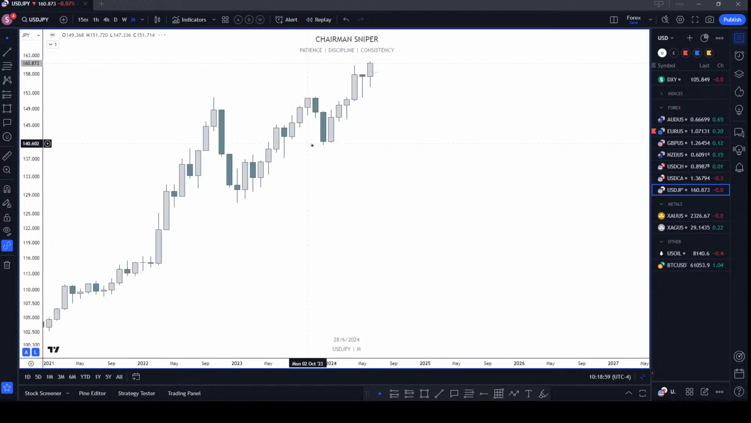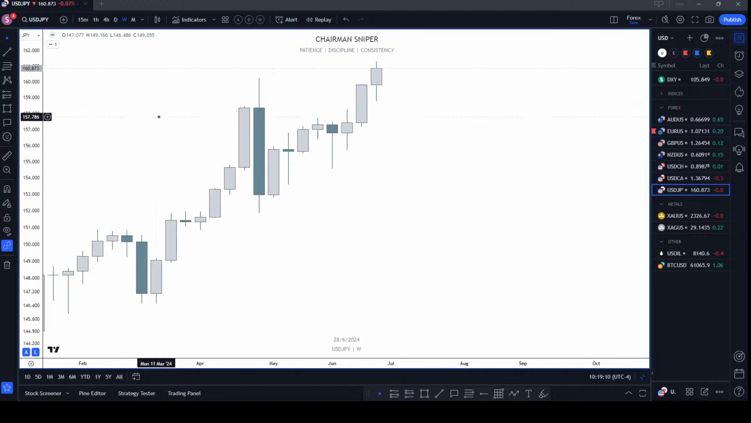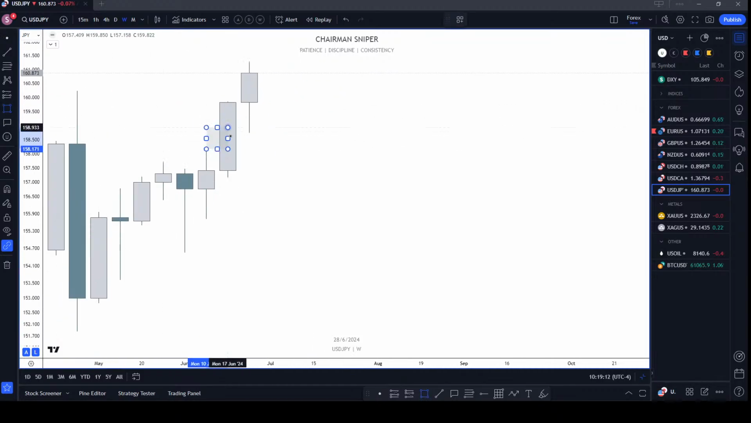USD JPY, we're currently moving higher on the monthly. See that, as we're creating a fair value gap here once more. On the weekly, we do have a breakaway gap right here. It's not something that we want price to return into, but it's always a potential.